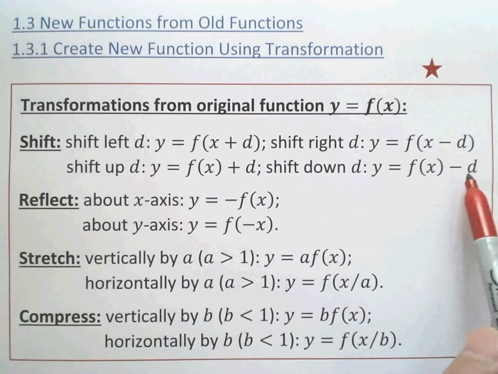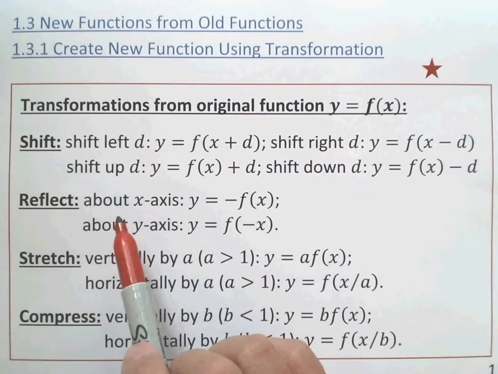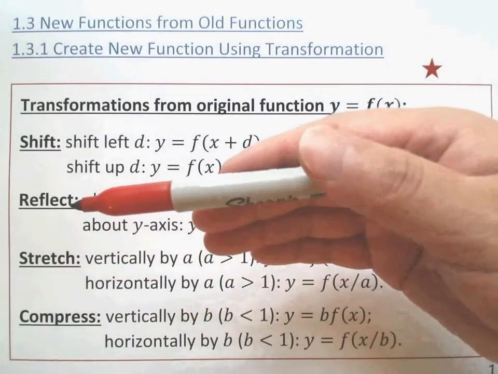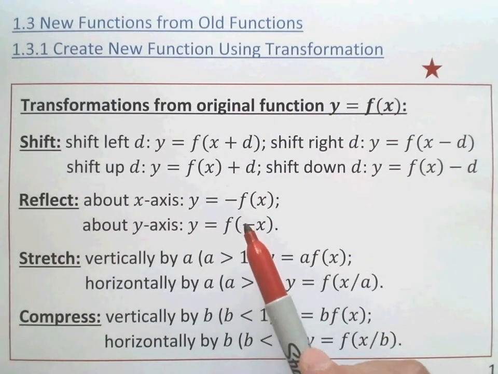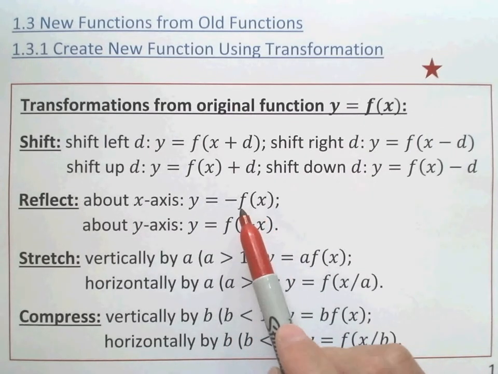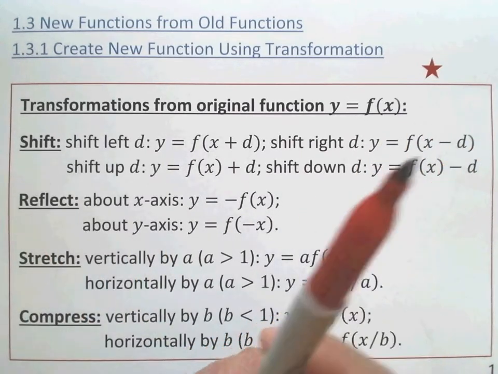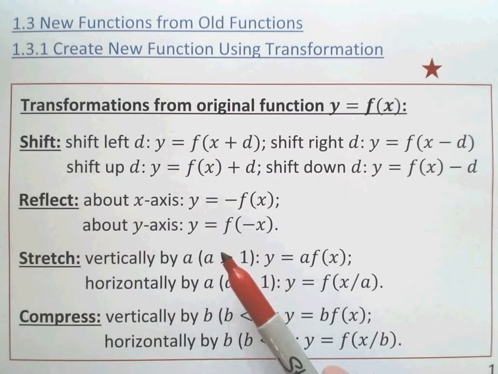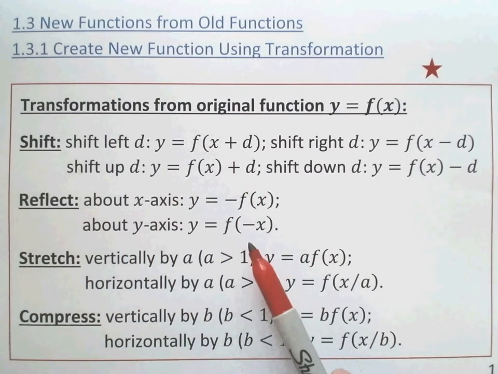The second type is reflect. Reflect about the x-axis: you can imagine the graph of the function flipping about the x-axis. All the y values go to negative, so y equals negative f(x). Flip or reflect about the y-axis: we change x to negative x, and the y value doesn't change. Reflect about the y-axis is changing x to negative x.